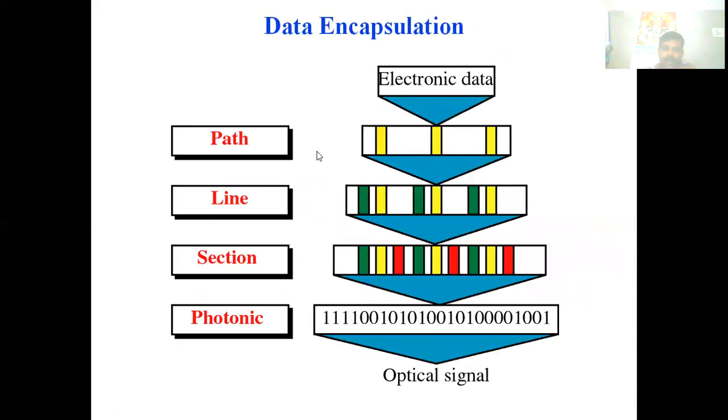Next one, data encapsulation. Whenever the data passes through each layer, the overheads are added. In the path layer, path overhead is added. In the line layer, line overhead is added. In the section layer, section overhead is added. In the photonic layer, the data will be in the form of ones and zeros, and it will be passed through the transmission medium as an optical signal.